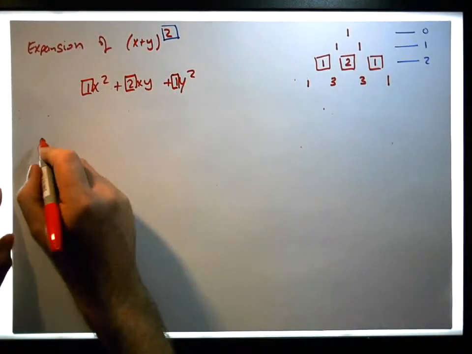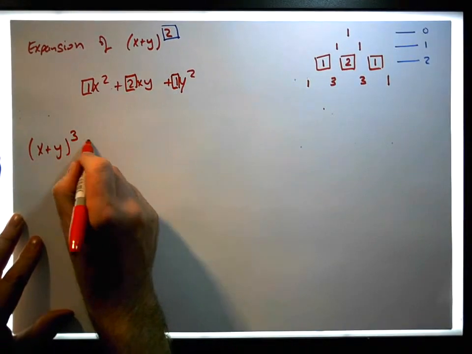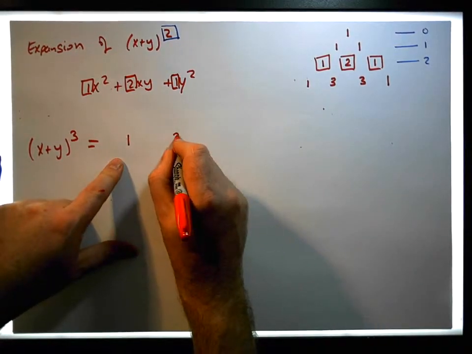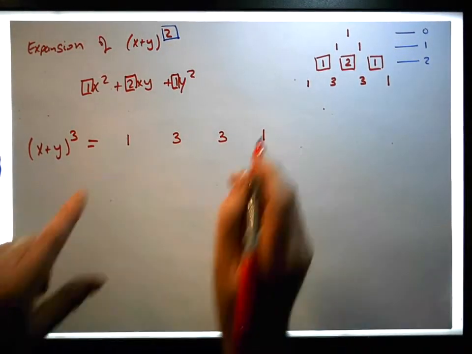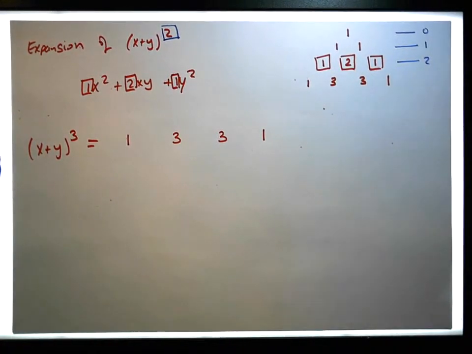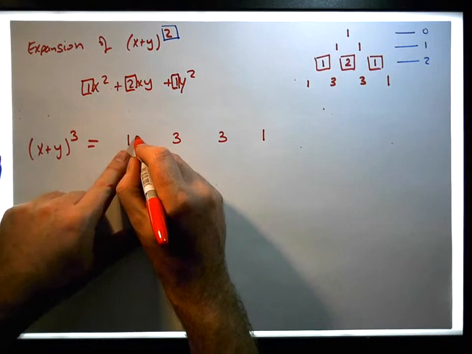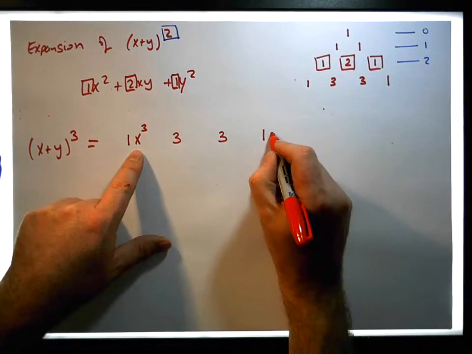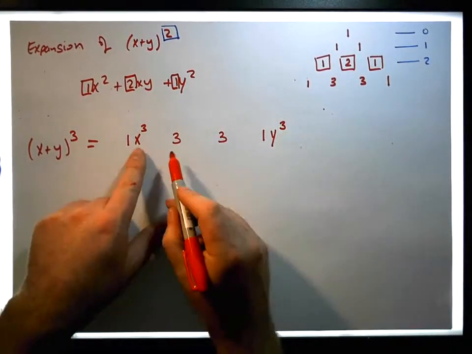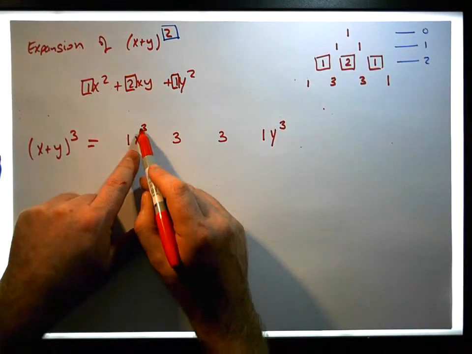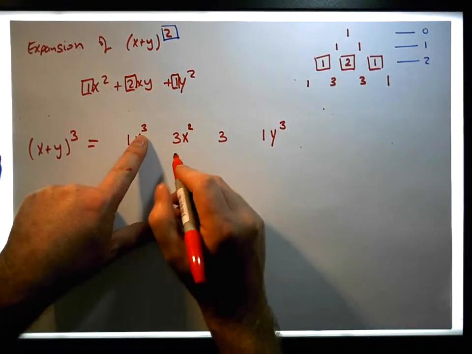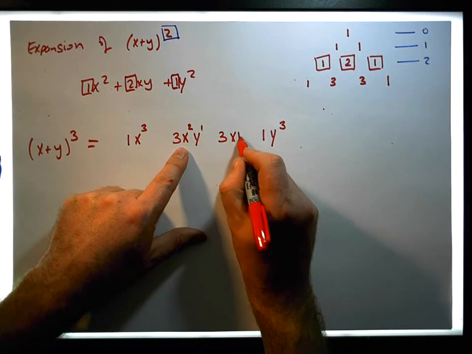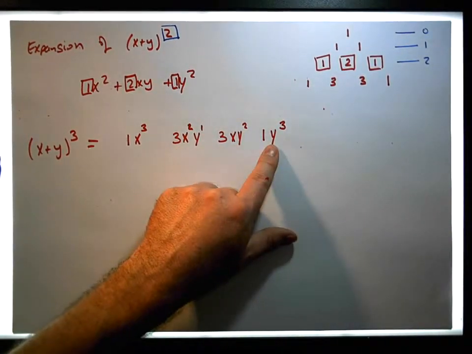So if I want to calculate x plus y cubed, I need to look at the third row. And the third row's coefficients would be 1, 3, 3, 1. Don't forget that the first term is going to start off with the power, the last term is going to have the power, and then each term in between, we're going to reduce this. So this is going to be an x squared, but because I've reduced it by 1, I have to put in a y to the 1. This is going to be an x times a y squared, and this is just going to be 1y cubed.